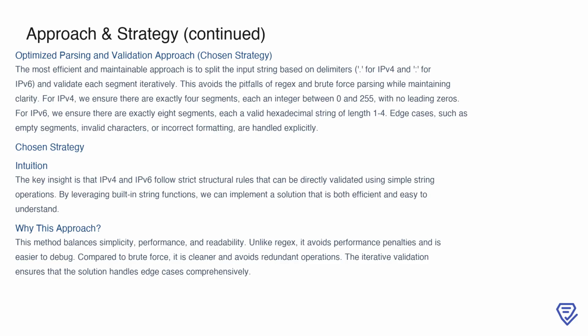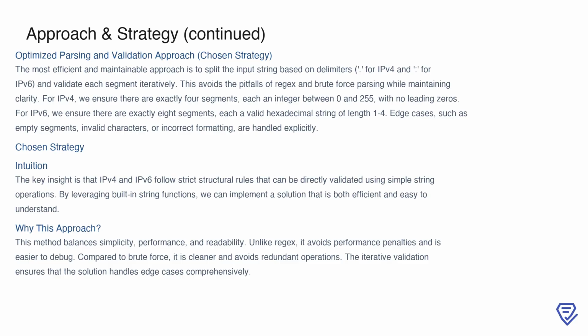Instead of relying on brute force or regex, we split the input string based on its delimiters, periods for IPv4 and colons for IPv6, and validate each segment iteratively. For IPv4 addresses, this involves ensuring there are exactly 4 segments, each representing an integer between 0 and 255, with no leading zeros. For IPv6 addresses, we check for exactly 8 segments, each containing a valid hexadecimal value and conforming to the length restriction of 1 to 4 characters.